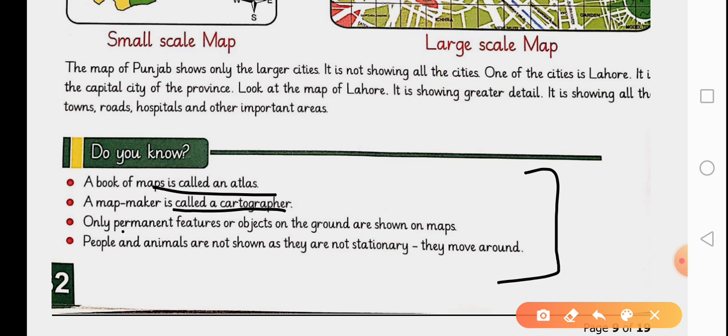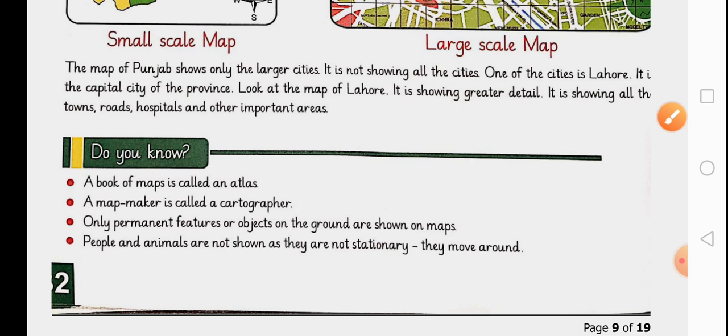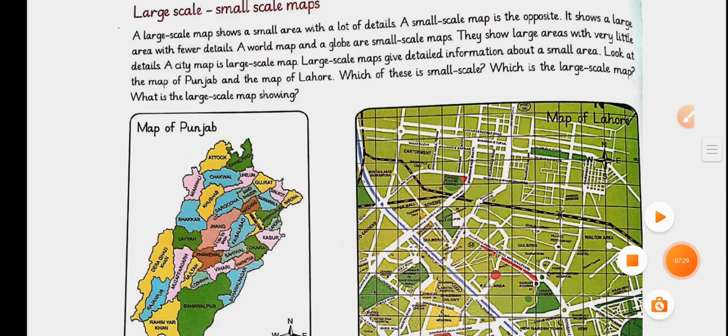You will add those houses that are already constructed, that are done already. People and animals are not shown because they are continuously moving. Vehicles are not shown. Anything that is temporary will not be added in your map.